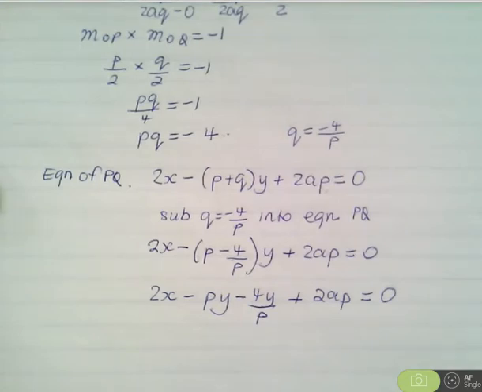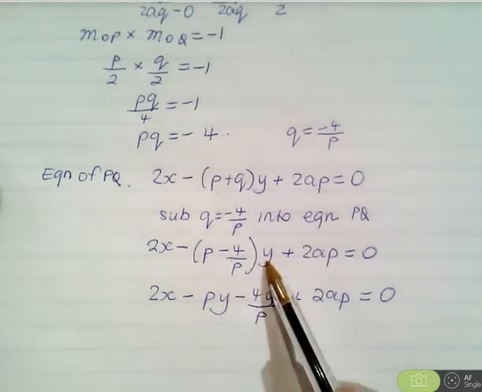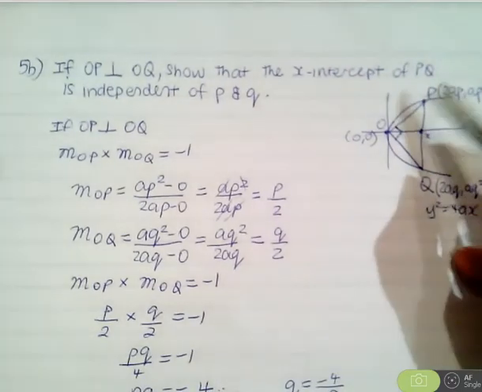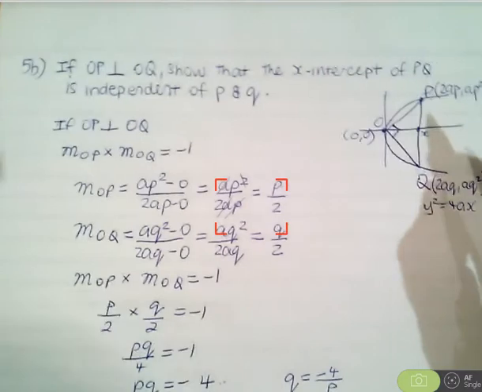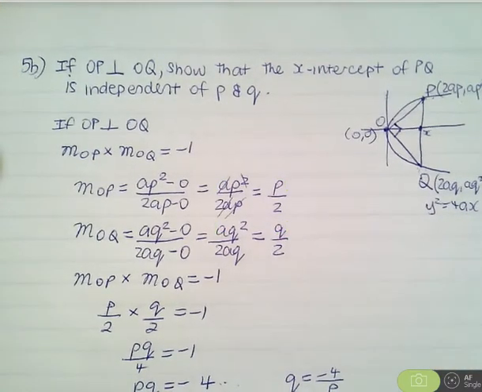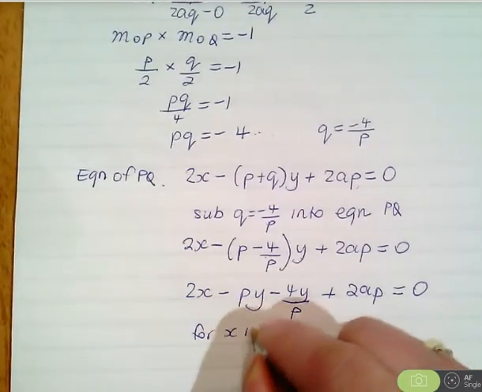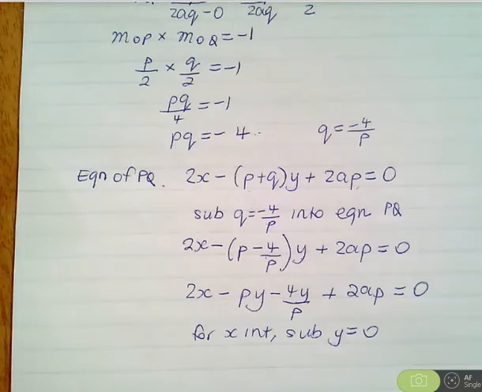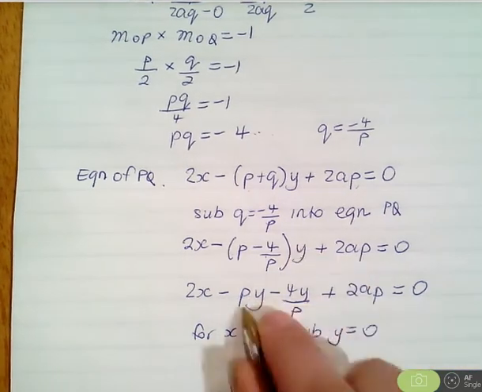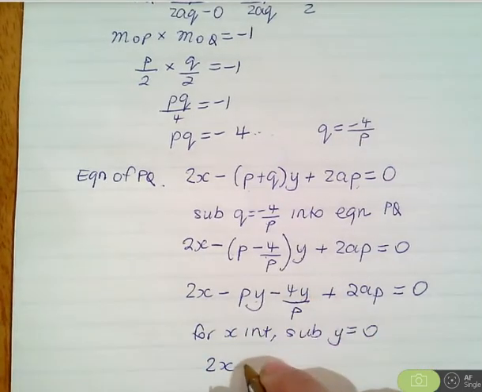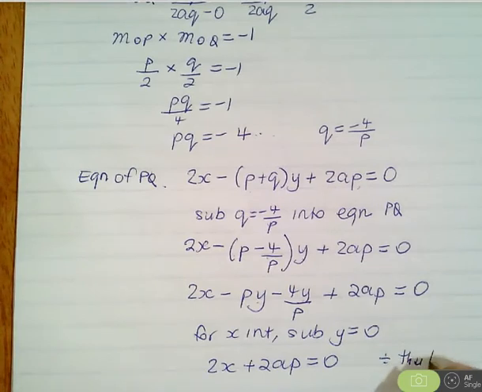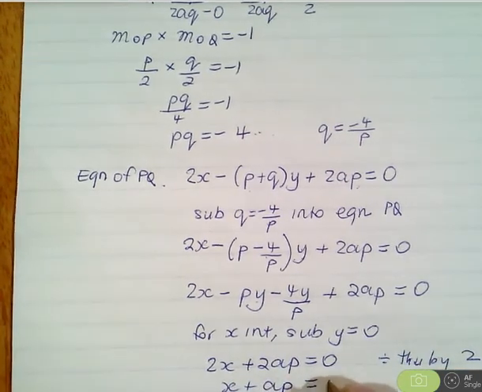Now, this isn't really getting me anywhere yet, just going to see what we can do. Okay, I have just worked out what it is. I should have probably just done it up here instead of expanding, but that's okay. The question is asking me to show that the x-intercept of PQ is independent of P and Q. Now, to find the x-intercept we substitute y equals 0. If we put that in, we get 2x minus 0 minus 0, so 2x plus 2AP equals 0. I'm going to divide through by 2, and I will get x plus AP equals 0.